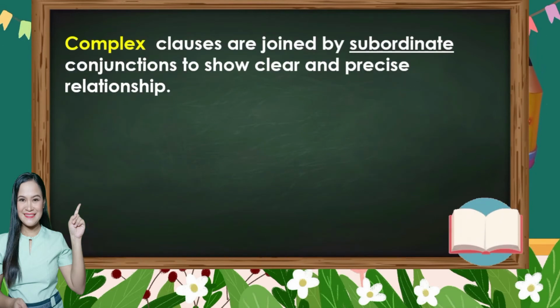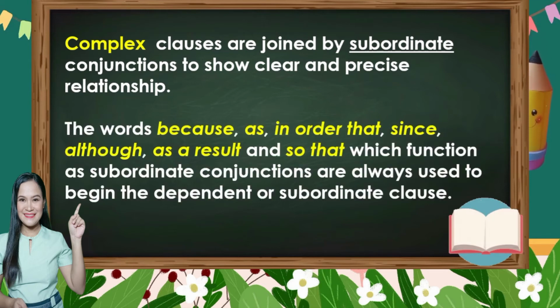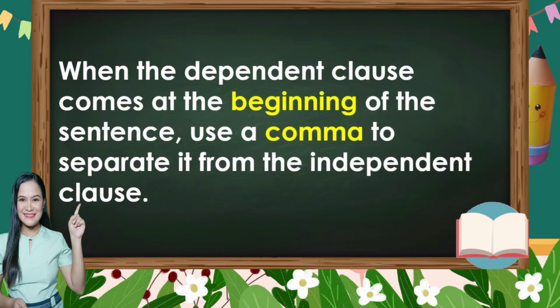Complex sentences are joined by subordinate conjunctions to show a clear and precise relationship. The words because, as, in order that, since, although, as a result, and so that, which function as subordinate conjunctions, are always used to begin the dependent or subordinate clause. When the dependent clause comes at the beginning of the sentence, use a comma to separate it from the independent clause.